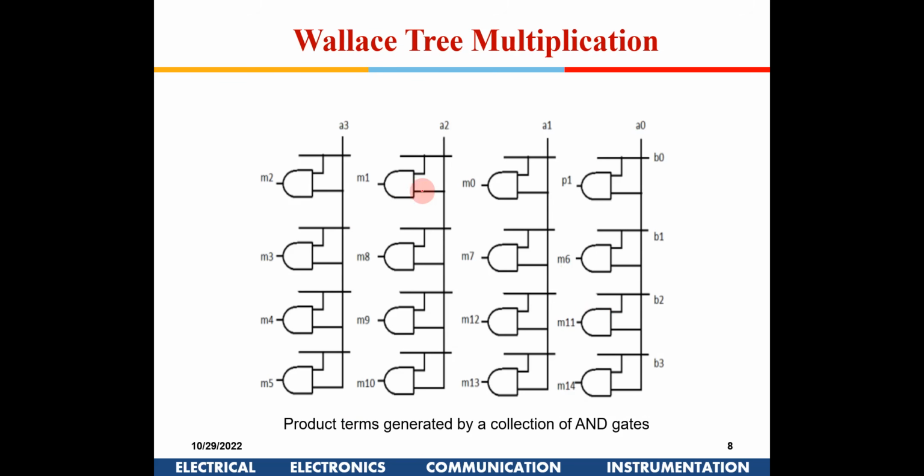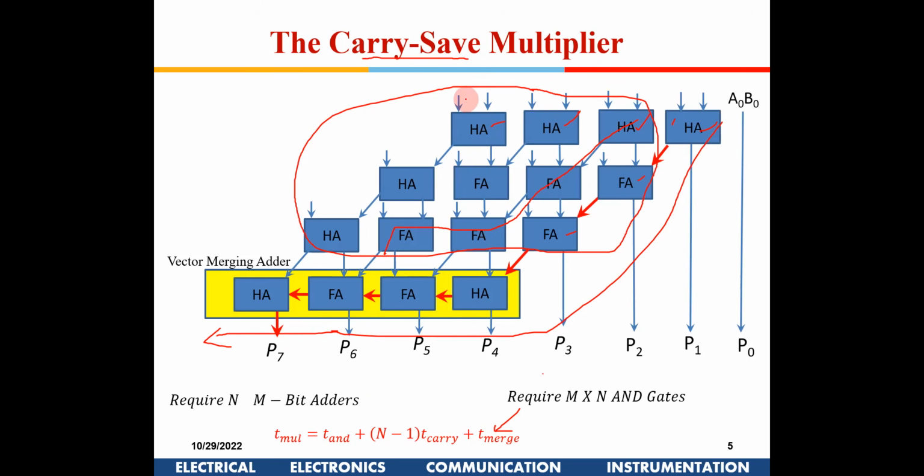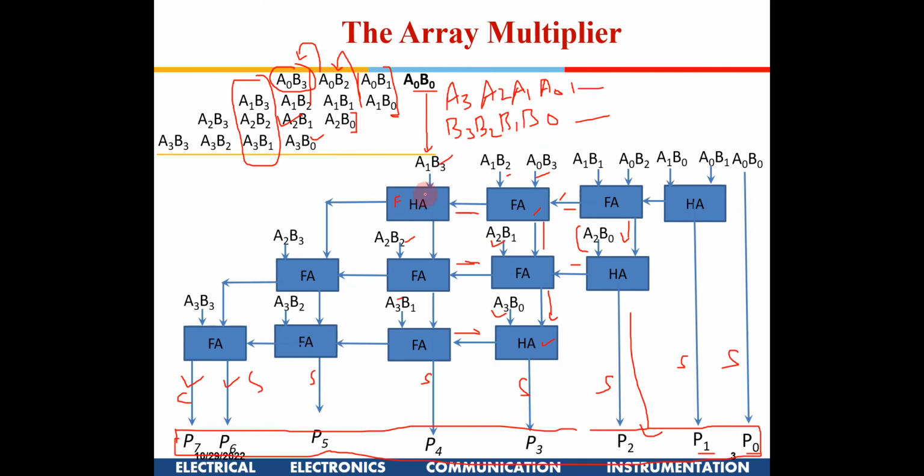Now this kind of structure will also be required, with A3, A2, A1, A0, B0, B1. So this entire structure is also required, because it is an n into m adder. All these arrows which we have shown, I have not shown here.